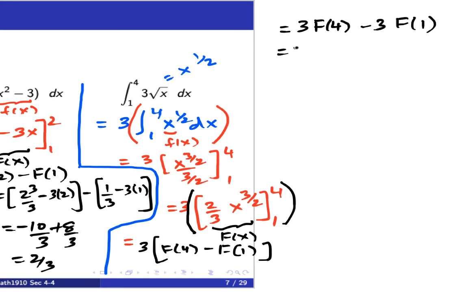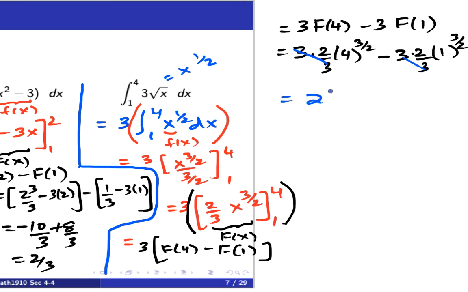So what is F of 4? It's 3 times 2/3 x to the power, so x is now being replaced by 4, remember. So it's going to be 4 to the 3 halves minus 3 times, again it's going to be 2 over 3, 1 to the power 3 halves. So clearly the 3's cancel out. What are we left with? 2 times 4 to the 3 halves minus 2 times 1 to the 3 halves.